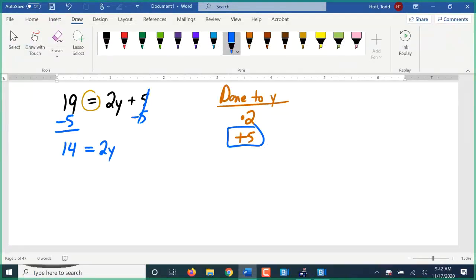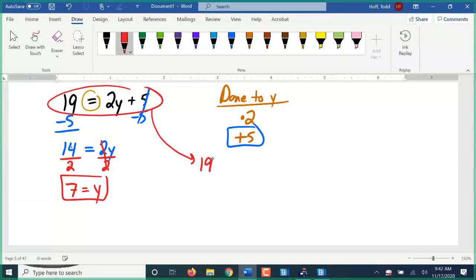Now to get rid of the 2, it's multiplying y, so we'll divide by 2. 14 divided by 2 is 7. On the right side, 2y divided by 2, the 2's cancel out, and we just have y. 7 equals y. Once again, we should double check that.